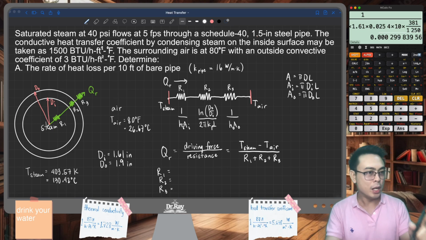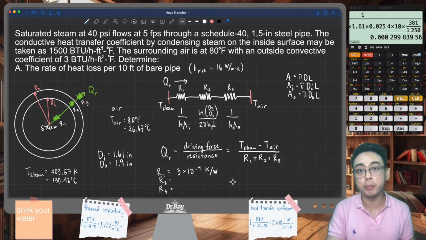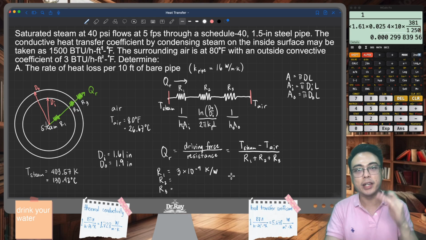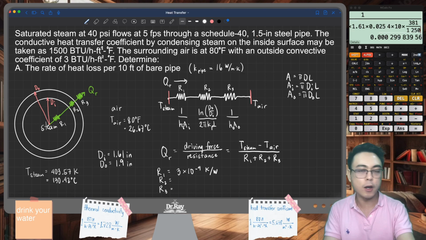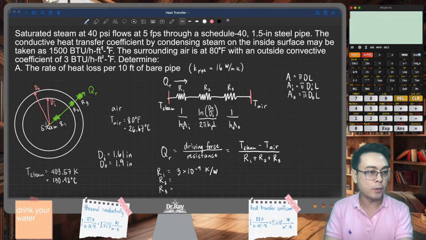Okay? Take a look at my calculator. It's showing 2 point something. It's around 3 times 10 raised to negative 4. The unit of resistance is always Kelvin per watts if you are using standard SI units. Okay? Kelvin per watts. That's temperature over power. And then we do the same for R2 and R3. So let me do the calculation for R3 first, since we are on the topic of convective resistance.